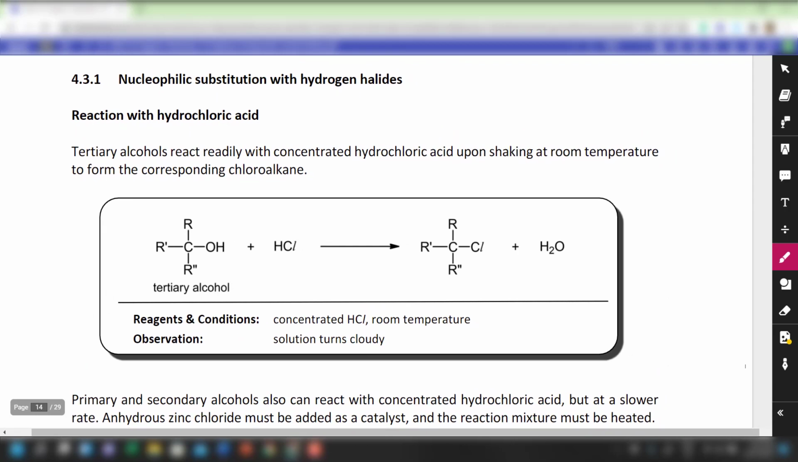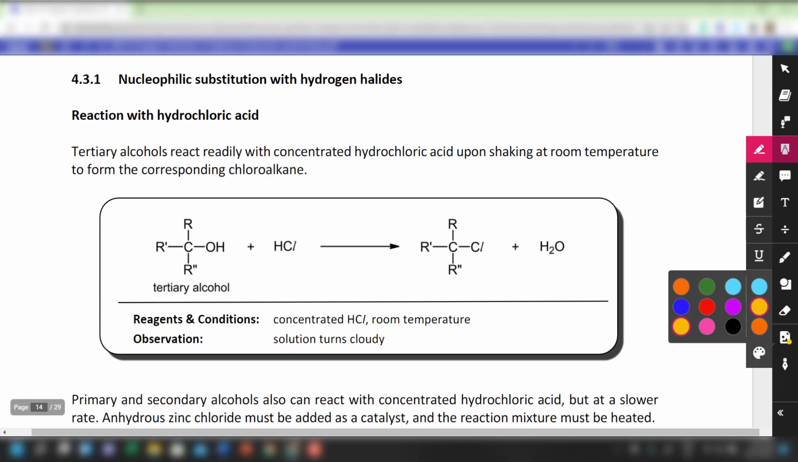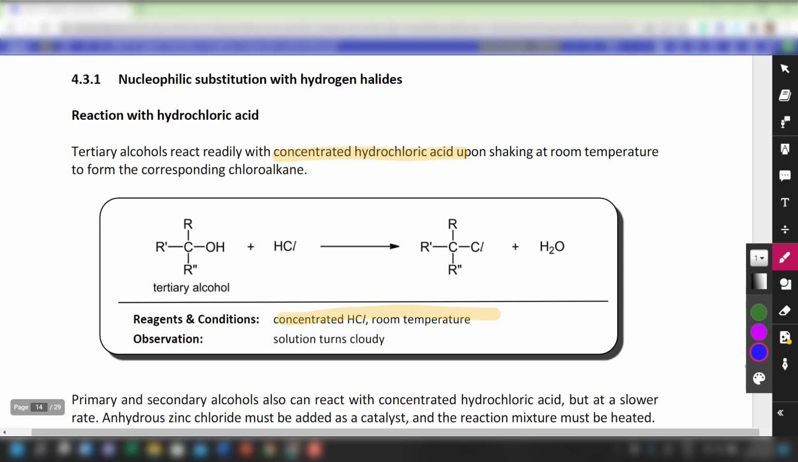Over here we have a reaction with hydrochloric acid, but this has to be concentrated hydrochloric acid. So please take note of it. What's going to happen is that the H plus will protonate the OH group, and then the OH will leave as water. After the OH leaves as water, the chloride will then substitute for it, and you get this particular tertiary chloro compound. The solution will turn cloudy.